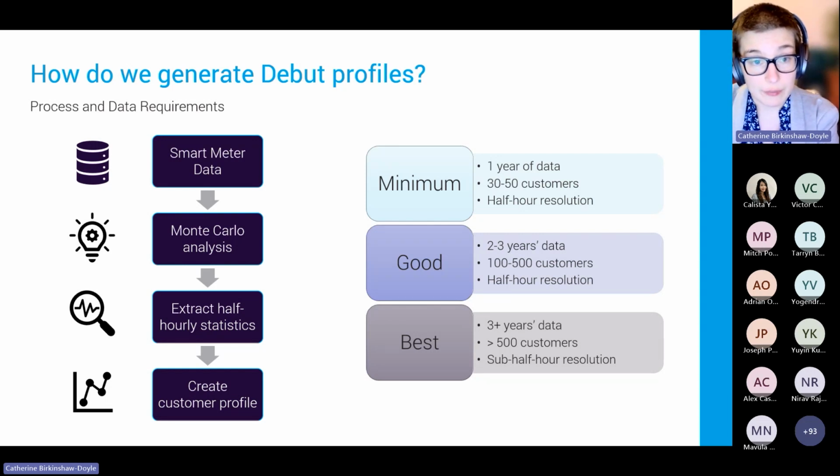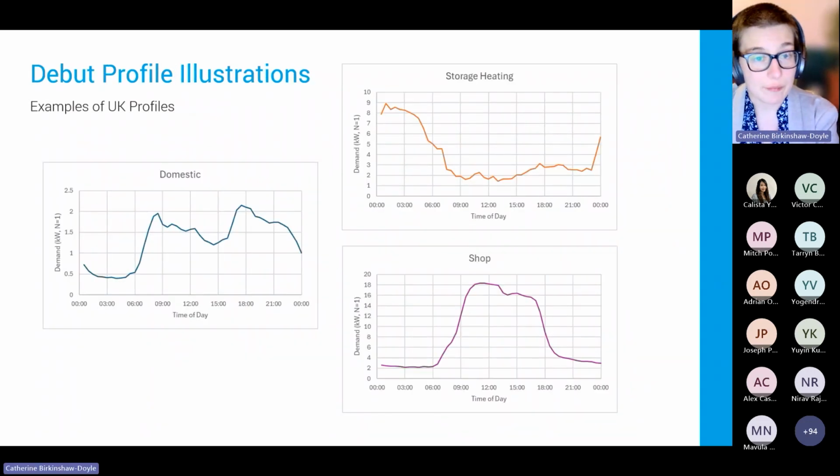So this smart meter data is subjected to Monte Carlo analysis to look at the statistics of the customer's maximum demand for each half hour. And these extracted statistics are used to create the customer profiles. So what do the profiles actually look like? I've been talking about these a lot. Let's take a look at some examples.